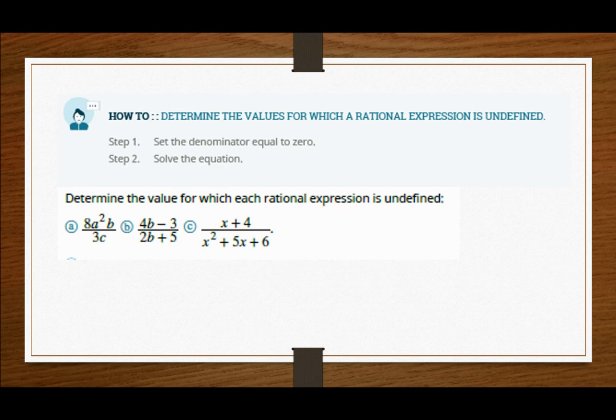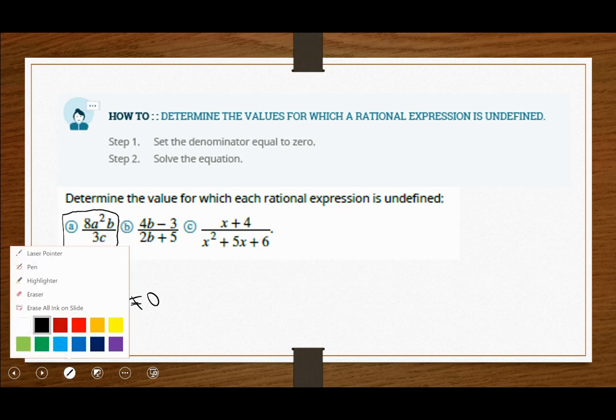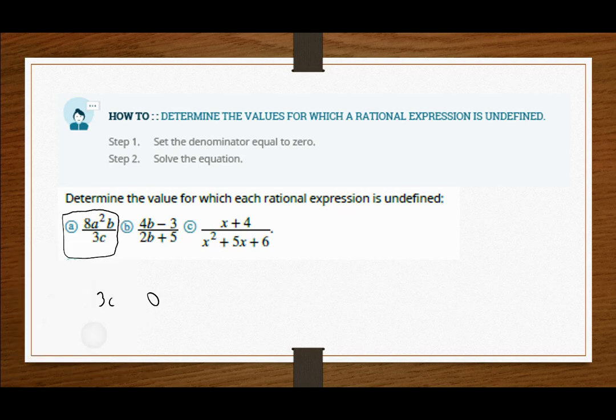Well, here's a few examples where we're asked to determine the values for which the rational expression is undefined. So let's start there. Basically, there's only one way in which we can cause a rational expression to be undefined, and that is if we cause division by zero. So take a look at, for instance, part A here. Basically, I want to know what value causes this expression to be undefined. Well, if we take the denominator 3c and say, if it was to be equal to 0, it would be undefined. So that is our stipulation here, that it cannot be equal to 0.